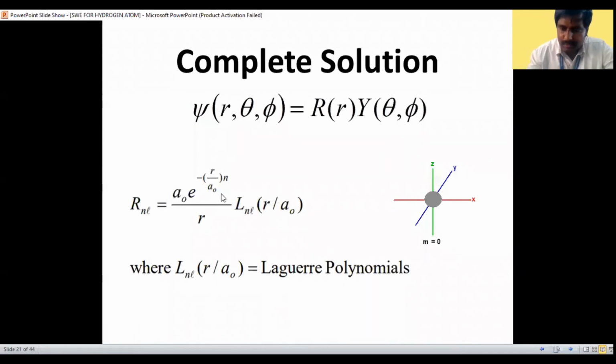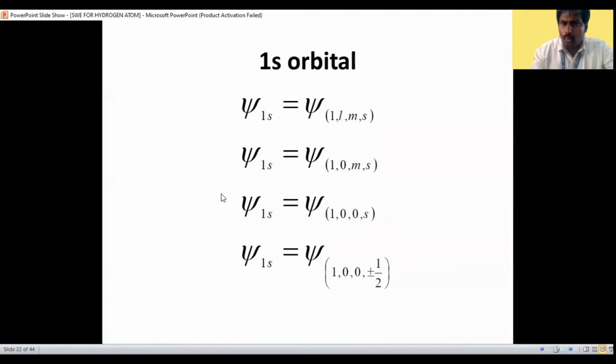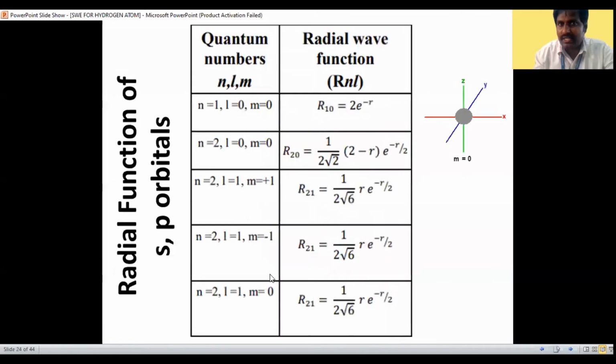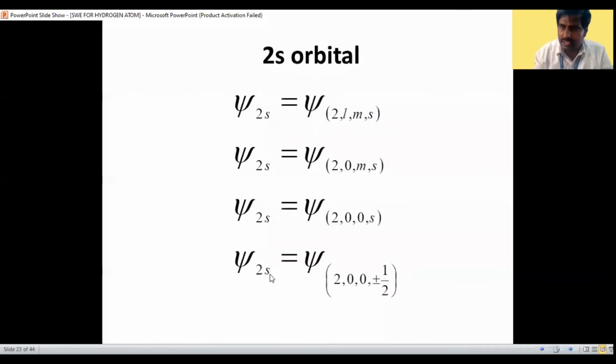Okay, for the 1s orbital, all the L value is 0 and the M value is 0. We can write psi of 1s equal to psi of 1, 0, 0. This is the representation of the 1s atomic orbital. Even the 2s atomic orbital you can write, and similarly the 3s and 4s atomic orbitals you can write.